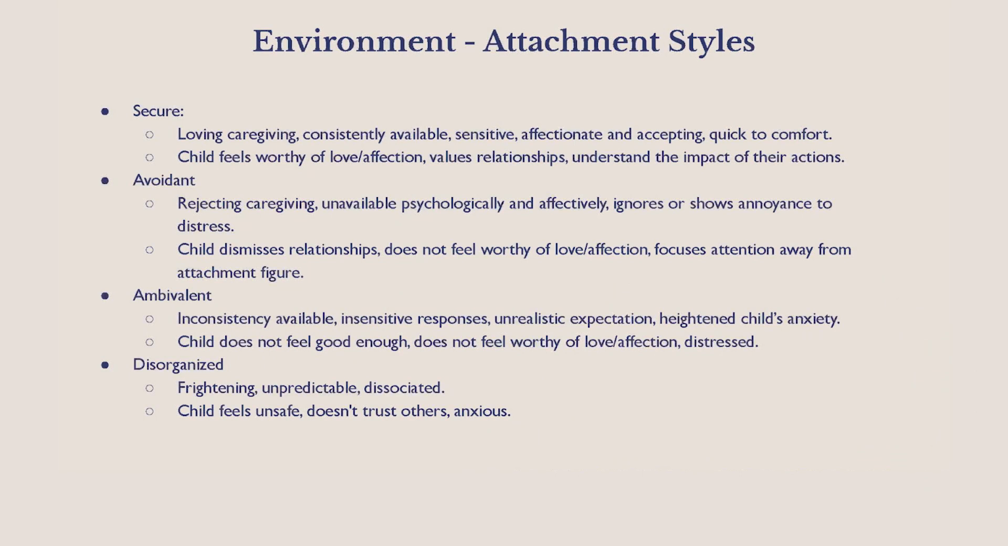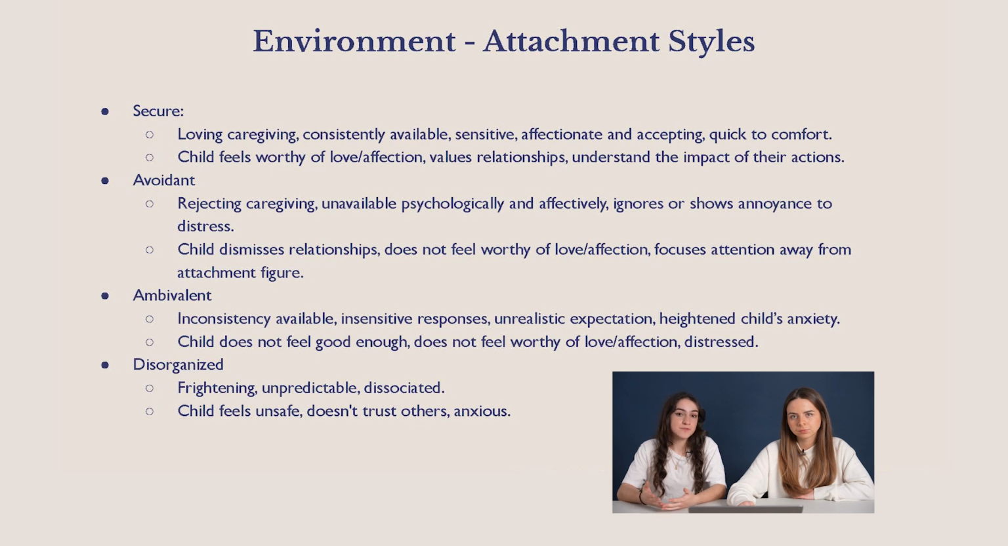In your workbook, again, you'll find a table with the different attachment styles, the environment which the person was in to have developed this attachment, also the thoughts that someone with these certain attachment styles may think, as well as the behaviors that people with these attachment styles will exhibit or may exhibit. There are 4 main attachment styles: secure, ambivalent, avoidant, and disorganized. With a secure attachment, caregivers were usually loving, consistently available, sensitive, affectionate, and accepting and comforting. With this, a youth might feel worthy of love and affection, find value in relationships, and understand the impact that their actions have on others.